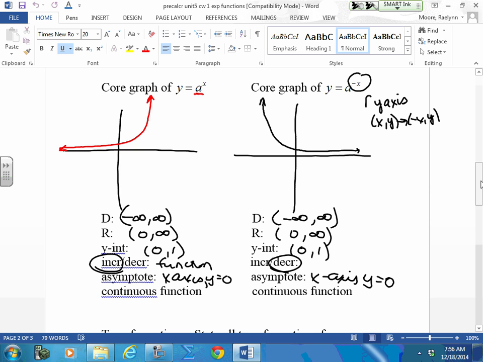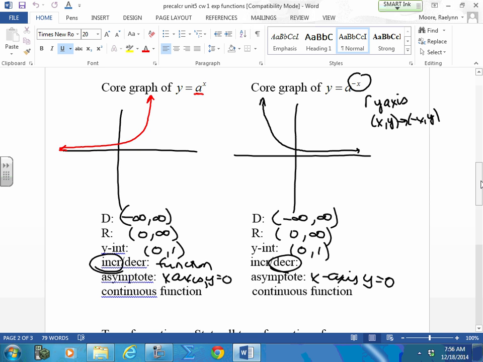It's your y equals 0, where the x-axis is at y equals 0. This little beauty, x-axis, y equals 0. It's going to be the same for both of them. It's like a natural asymptote, because there's no value that you can put in for x that will give you a y of 0, okay?